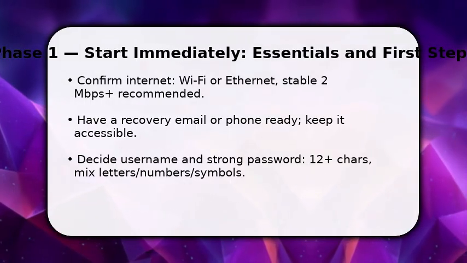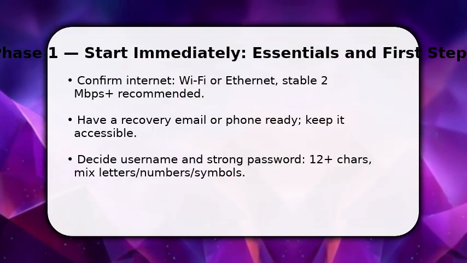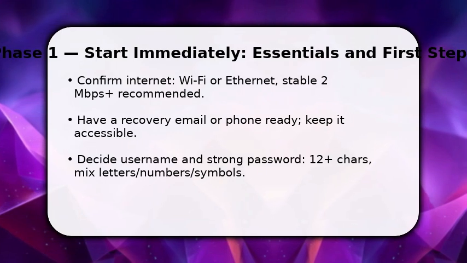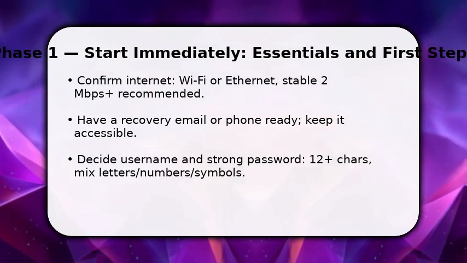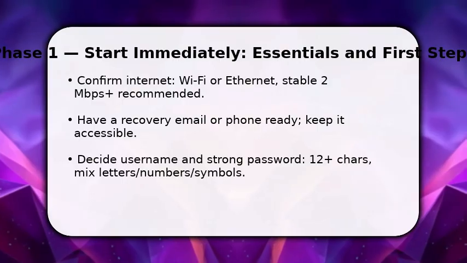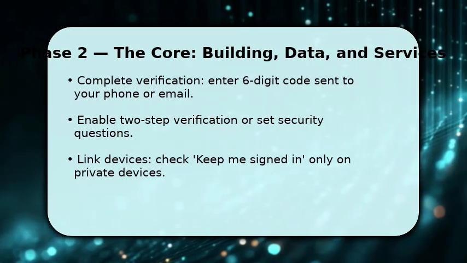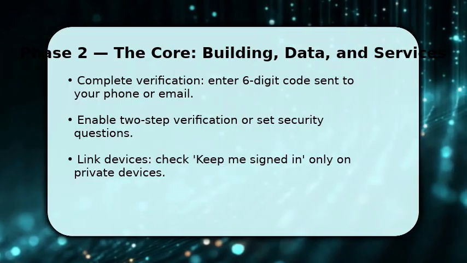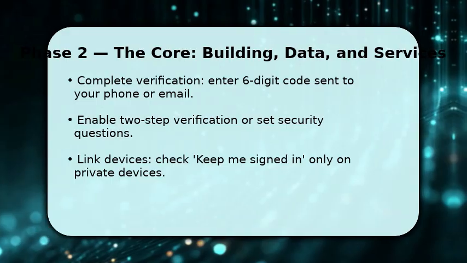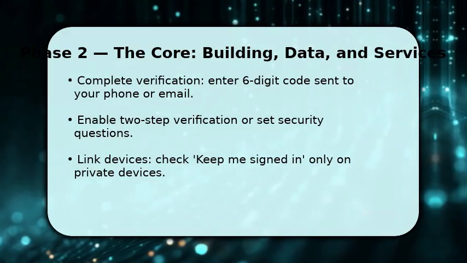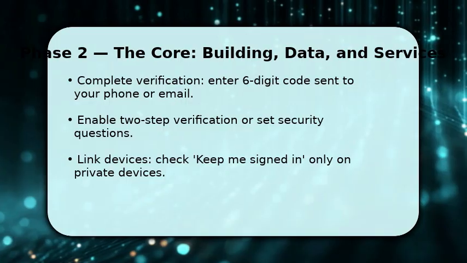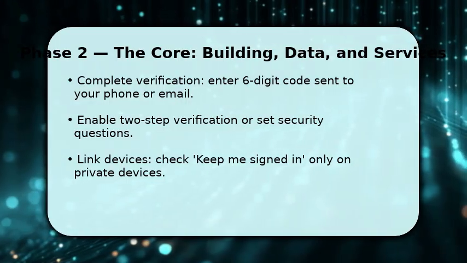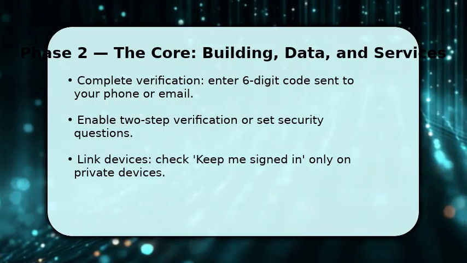If you prefer, you can create a new Microsoft account instead. Follow the on-screen prompts and enter the recovery contact. Once you've entered your account info, Microsoft will ask you to verify ownership. A 6-digit code arrives via the recovery method you chose. Enter it promptly. After verification, enable two-step verification for stronger security and add alternative recovery options because that prevents lockouts.